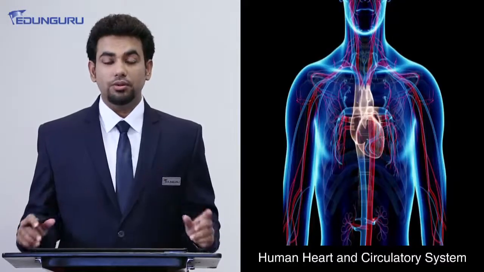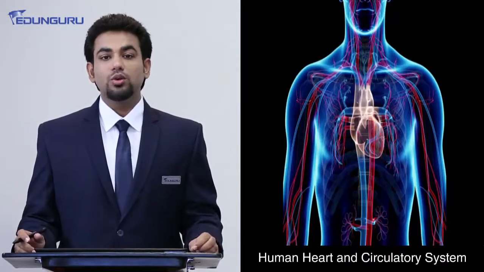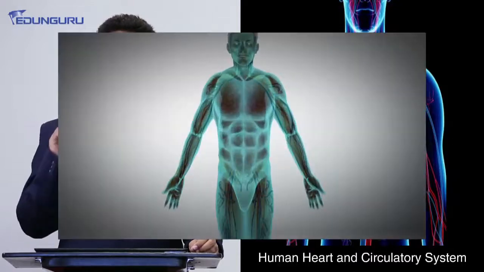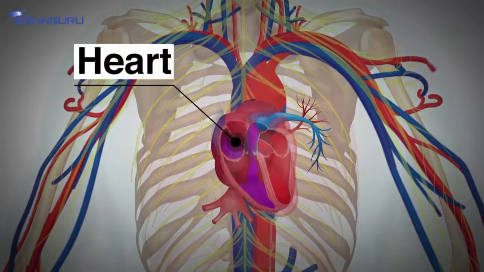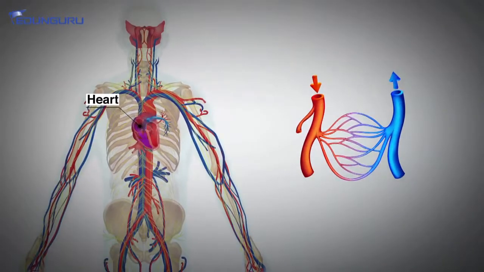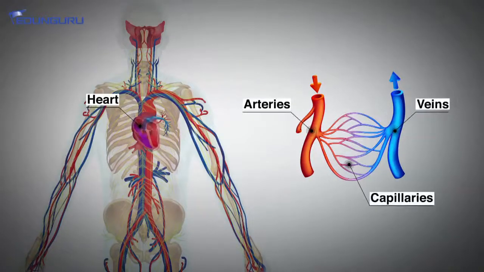But before that, we will be talking about the circulatory system in general. So when we talk about the circulatory system in humans, we talk about the pumping organ, which is the human heart. We talk about the blood vessels that we have. And these blood vessels are arteries and veins, and they are interconnected with the help of a capillary network. So we have arteries, veins, and capillaries.